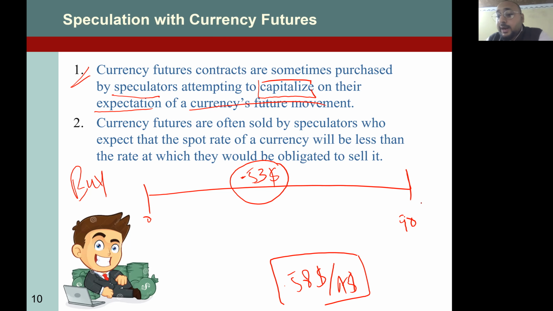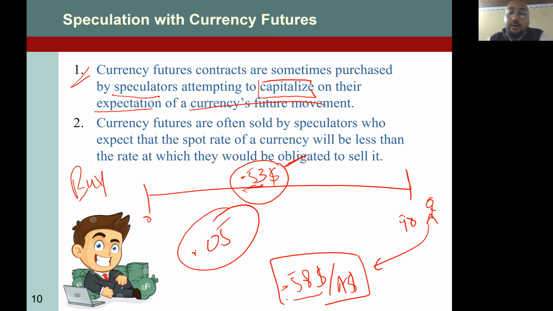Right? After 90 days, if they reach here, they have two options: either buy from the market at 0.58 or buy from the seller. But since this is a contract, you have to buy from the seller at 0.53 and you can sell in the market at 0.58. The difference is 0.05 on every Australian dollar. If your contract is to buy 100,000, you will have 5,000 profit. All right. So this is what your speculation is.